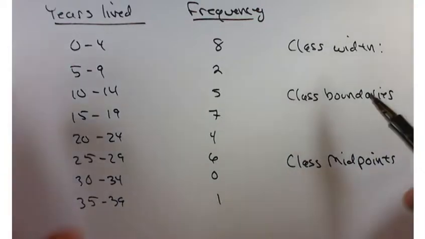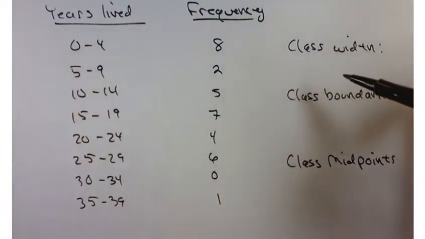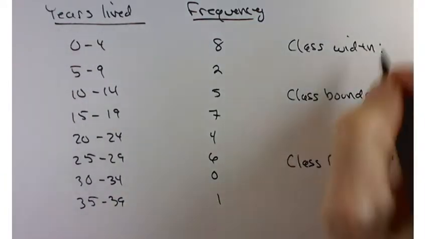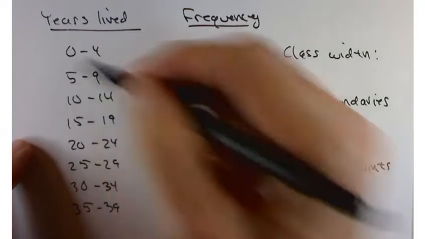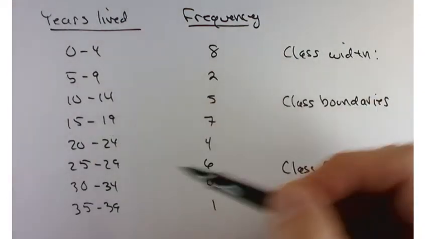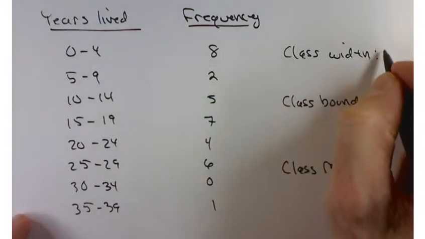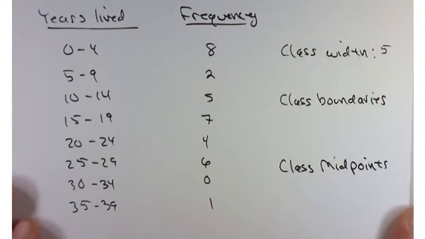So, how wide are these? How wide are the classes? Yeah, 5 years. All right. So if you take any adjacent upper class or lower class limits, the distance is 5. So the class width is 5.